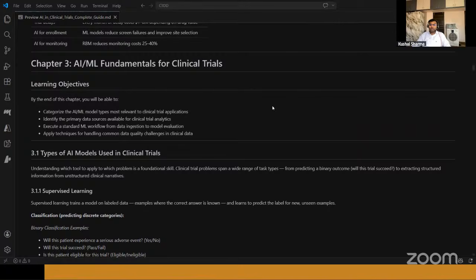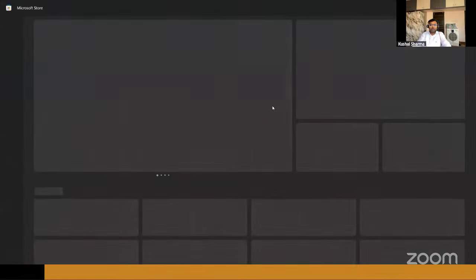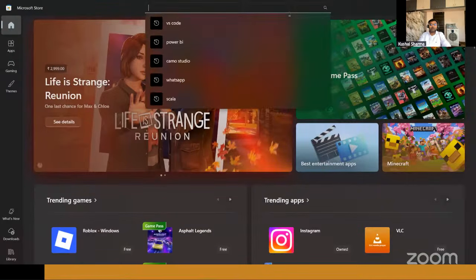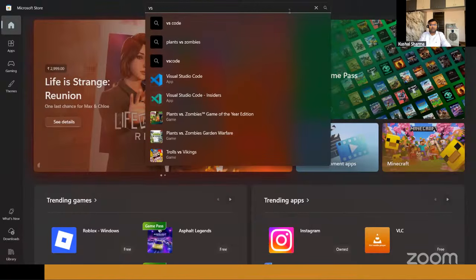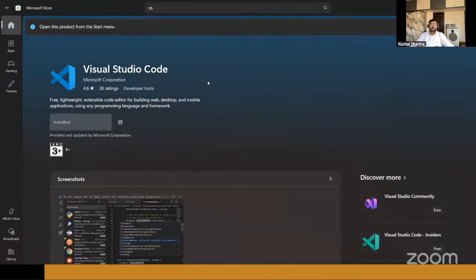You can install this VS Code. How can you install VS Code? You need to go to the Microsoft Store and search for VS Code. So in my case, Visual Studio Code is already installed. It is already set up, so I need not install it, but you will have to install it. And from here you can do it.